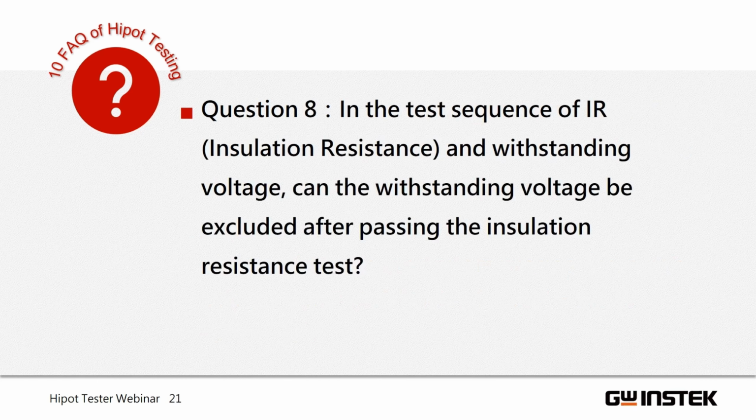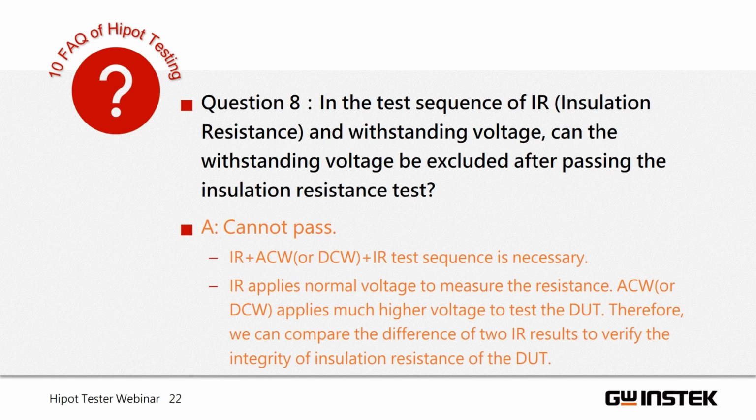Question 8. In the test sequence of IR and withstanding voltage, can the withstanding voltage test be excluded after passing the insulation resistance test? The answer is no. The standard test sequence is IR, ACW or DCW, followed by IR again.